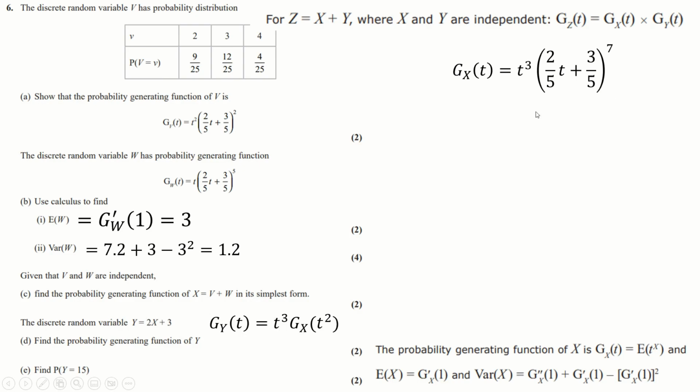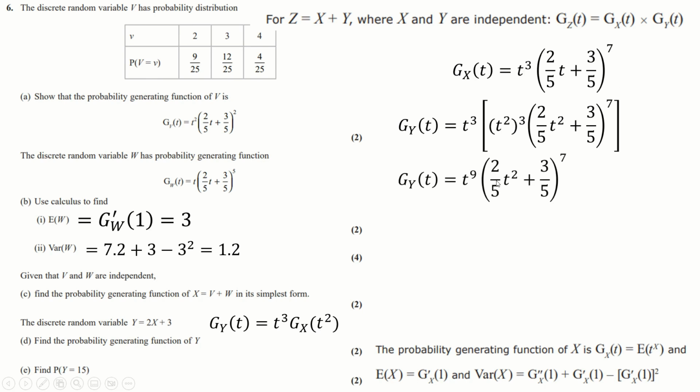And we just have to modify this now. So G_Y of t is t to the 3 times this whole thing, and then replace all the t's with t squareds. So replace this t with a t squared, which makes it t squared cubed, which is t to the 6. Replace this t with a t squared, so nothing else changes. t to the 6 times t to the 3 is t to the 9, and we'll end up with that.